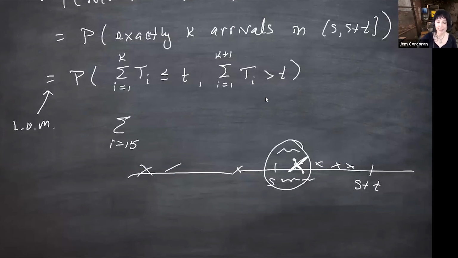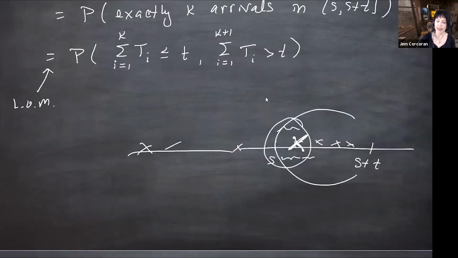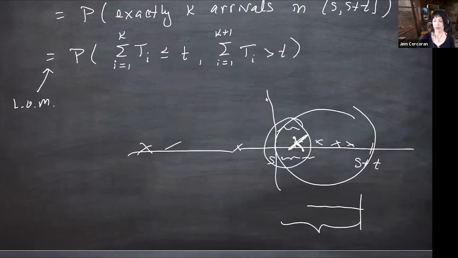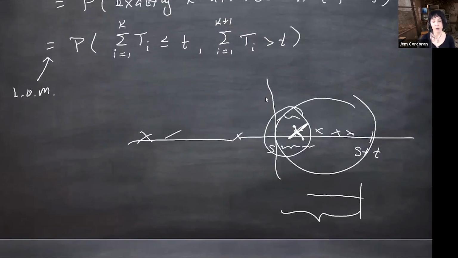So I used the IID-ness of the T's. It's adding up k interarrival times starting at time s and making sure that the total is below a length of t. And also making sure that I can't fit one more in there. If I add one more, then it's suddenly above the total length of t.